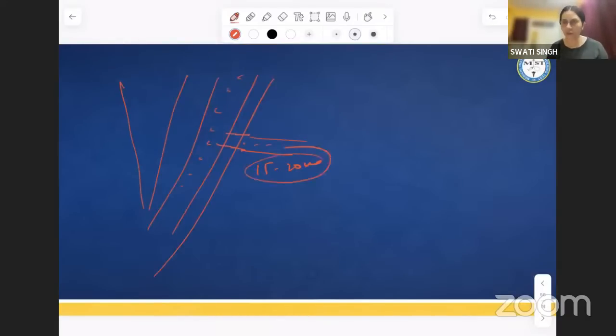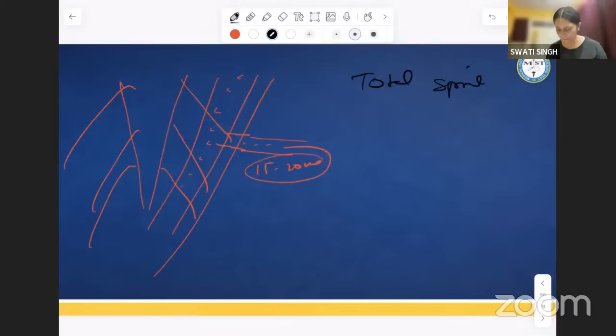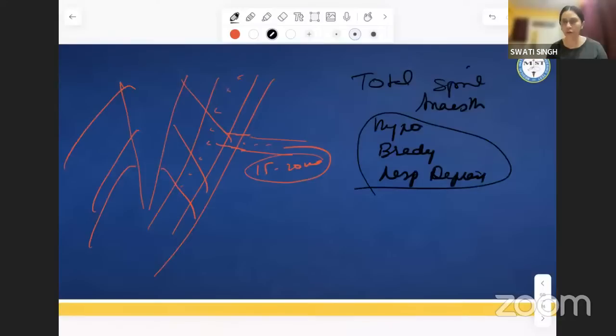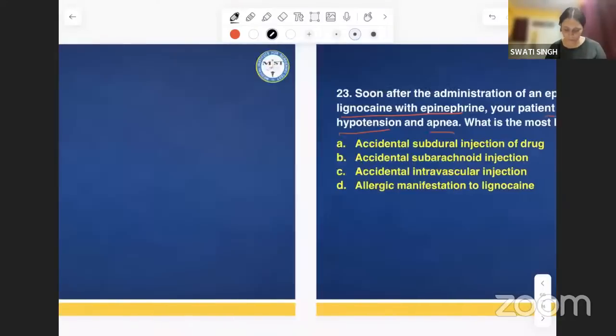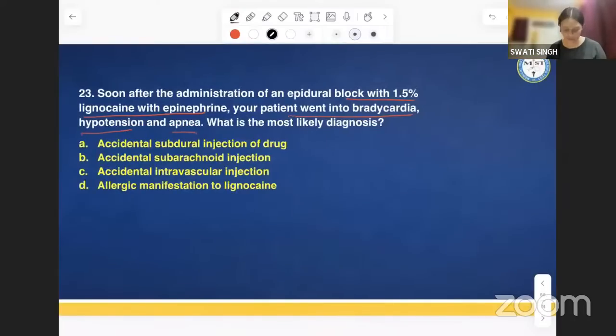So if a large volume of drug goes into the subarachnoid space, immediately the 31 pairs of spinal nerve roots will get blocked. And the symptoms which will happen are of total spinal anesthesia. So what will be the symptoms? Hypotension, bradycardia, and respiratory depression. Hypo, brady, respiratory depression. This is a typical symptom of total spinal anesthesia. So this is what my patient has got. So this answer is accidental subarachnoid injection of the drug.